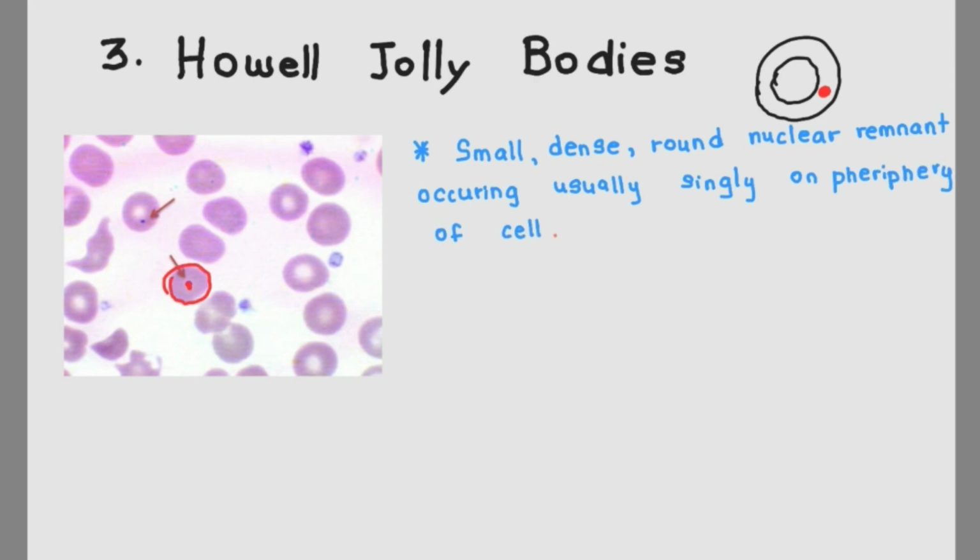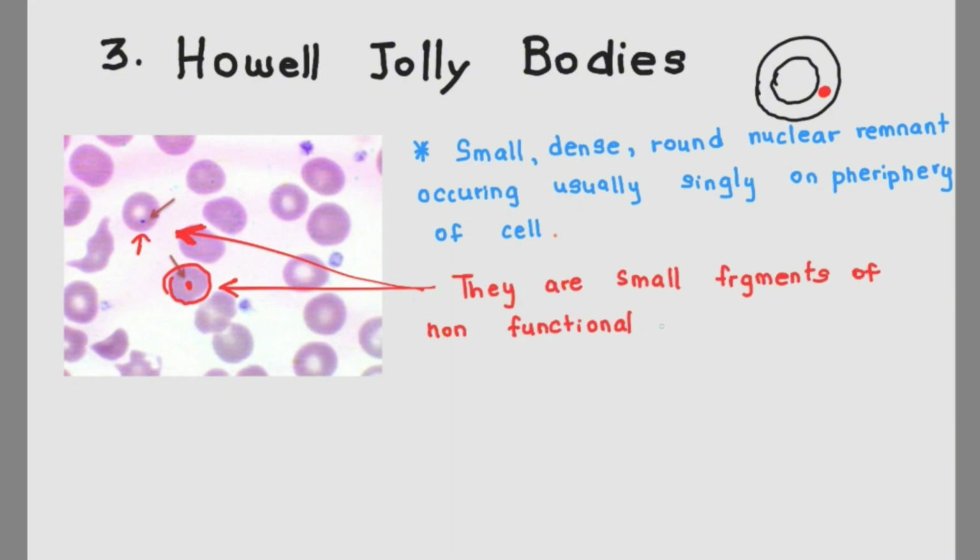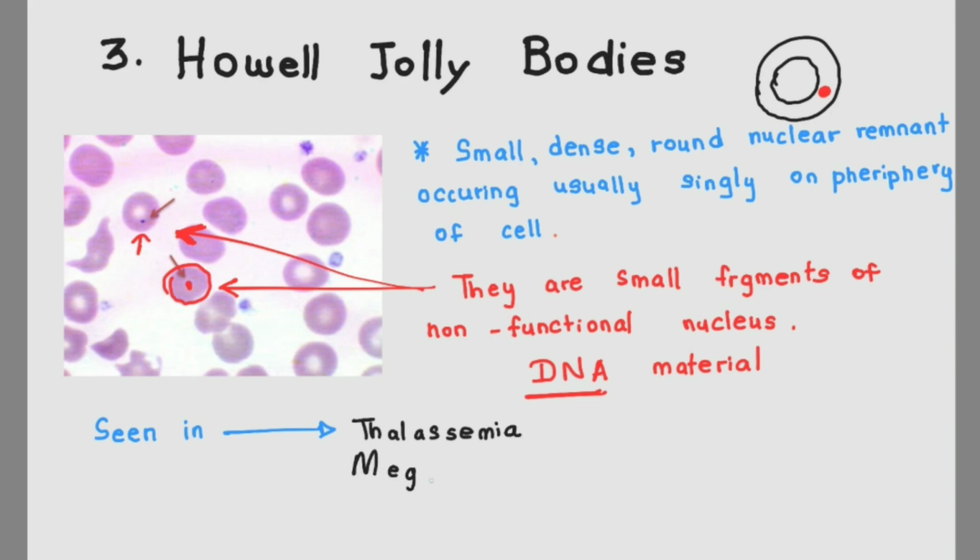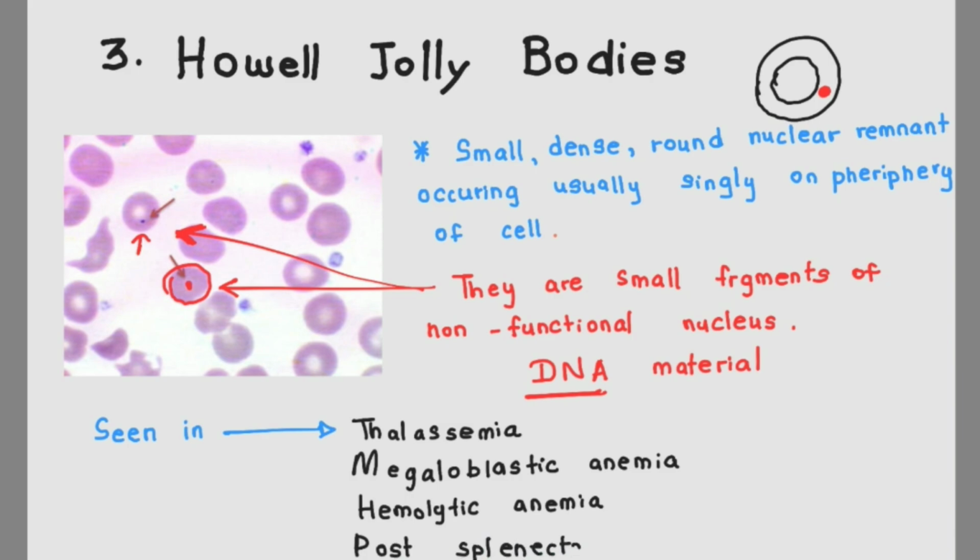Howell-Jolly bodies are small, dense, round, nuclear remnants usually observed at the periphery of the red cells. These are nuclear remnants, that means they consist of DNA material. These structures can be seen in conditions such as thalassemia, megaloblastic anemia, hemolytic anemia, and in patients who have undergone splenectomy.